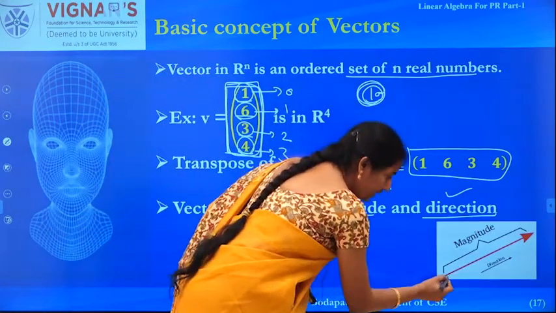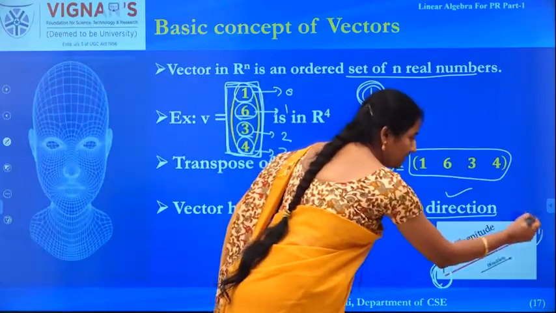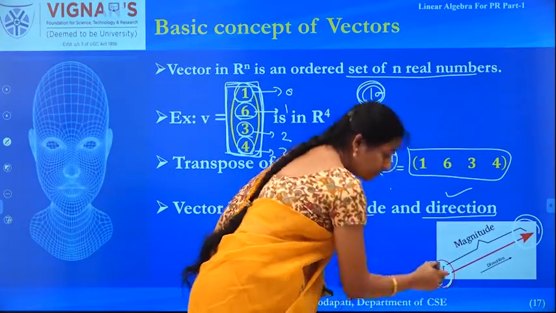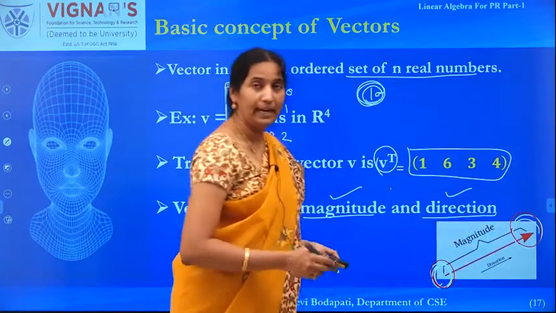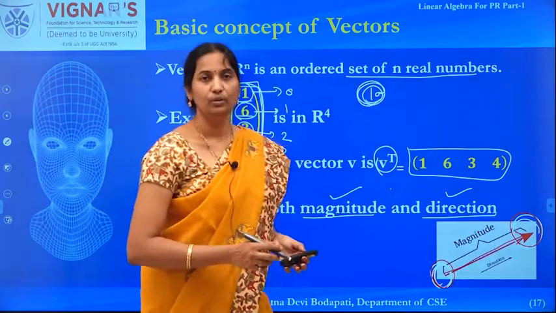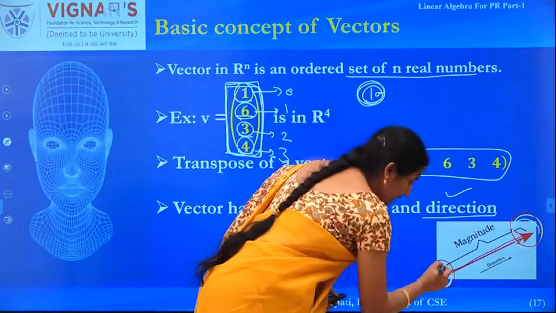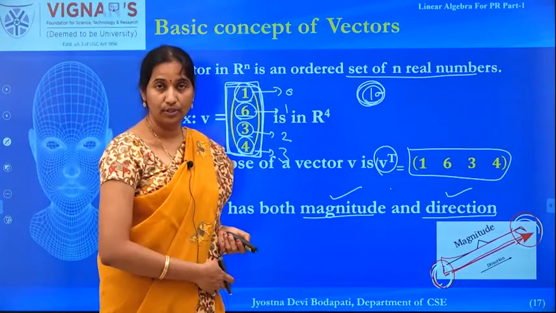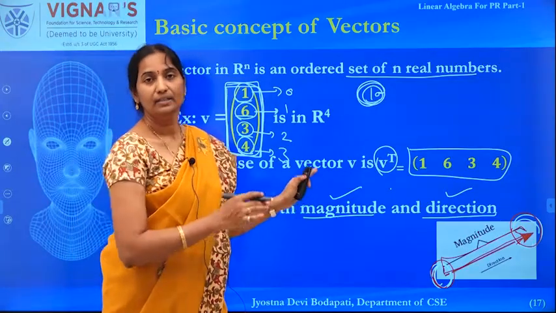So consider this vector. This is the starting point of this vector and this is the terminal point of this vector. For this vector, this is the initial or starting point and this is the terminal end. And if you consider this vector, it is moving in this direction, so it has that direction. And the magnitude of this vector is from here to here. We will see later how to compute the magnitude of the vector. So that is how a vector has both magnitude and direction.